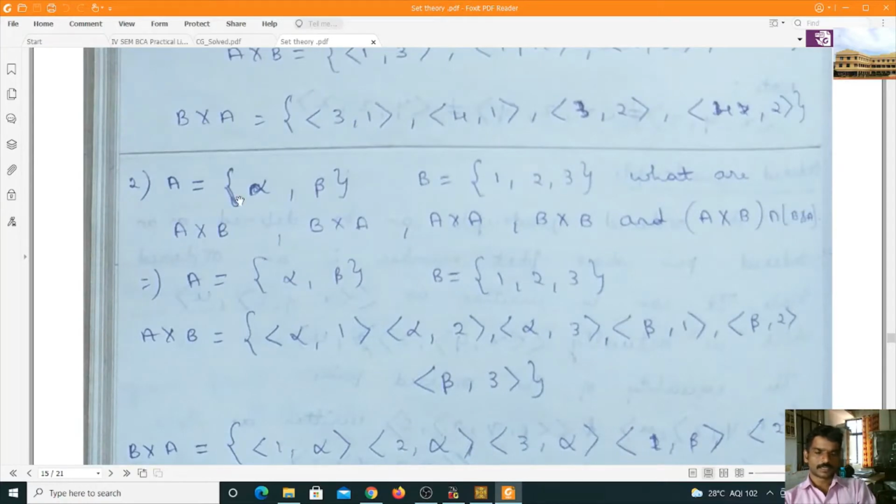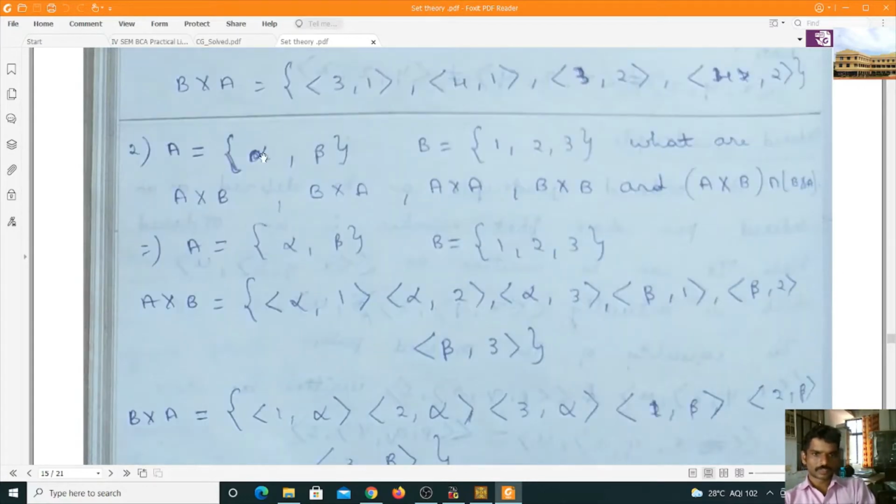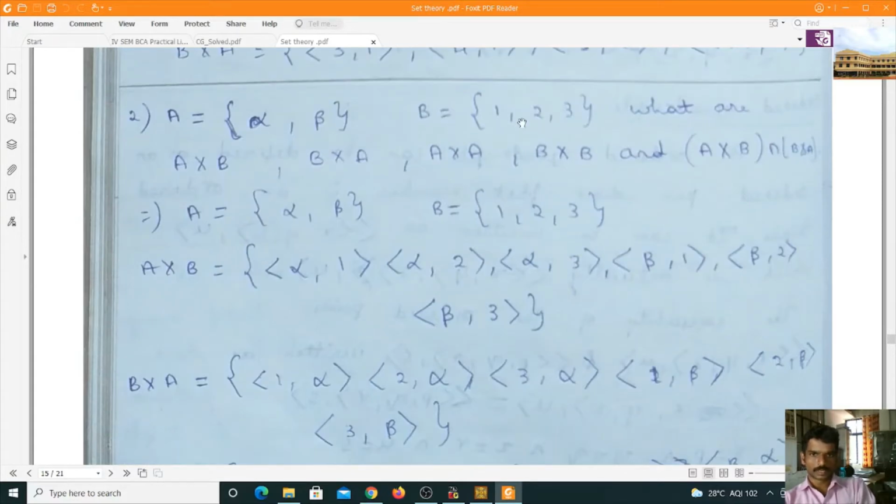Consider a set A equal to alpha and beta, B equal to 1 to 3. Now we need to find A cross B, B cross A, A cross A, B cross B, and we need to calculate A cross B intersection B cross A. First let us find A cross B. So A cross B: alpha 1, alpha 2, alpha 3, next beta 1, beta 2, beta 3. This is A cross B. Similarly B cross A: 1 alpha, 2 alpha, 3 alpha, 1 beta, 2 beta, 3 beta. So that is the value.